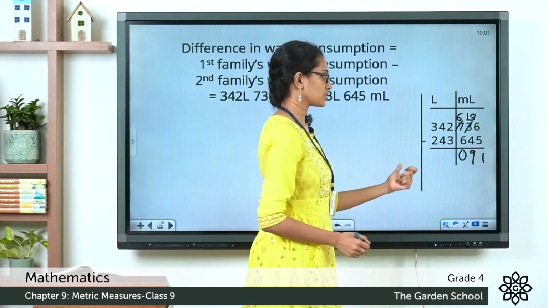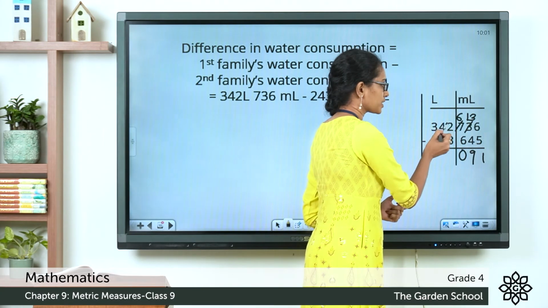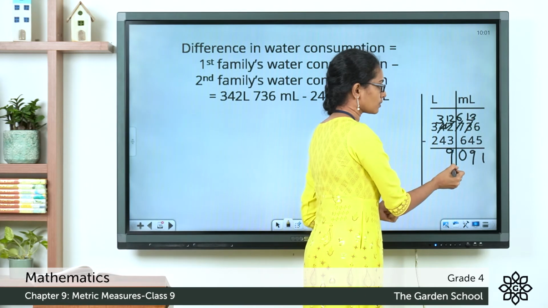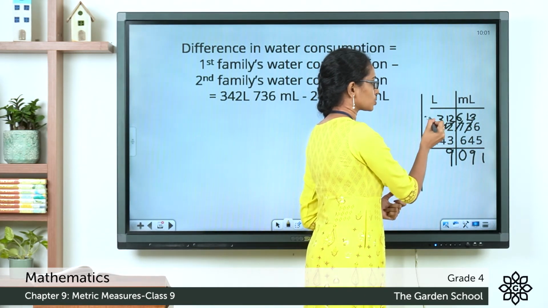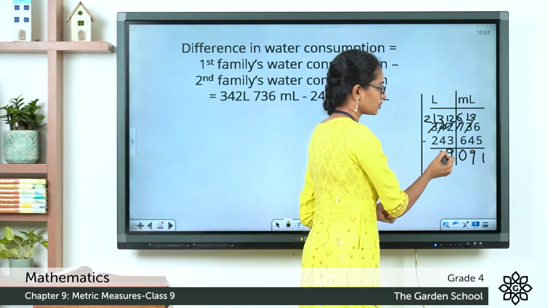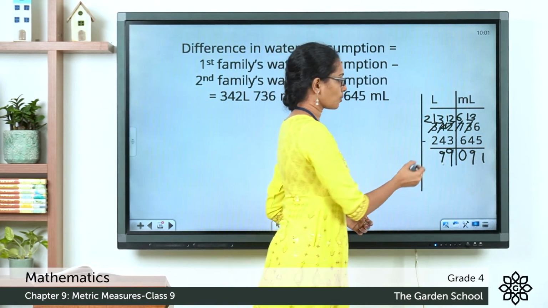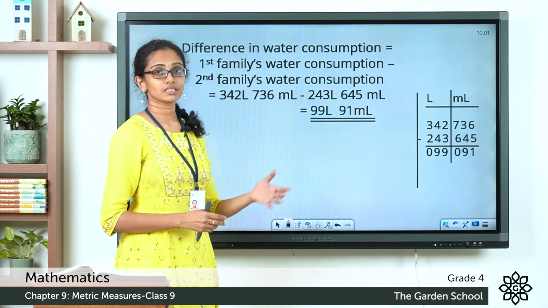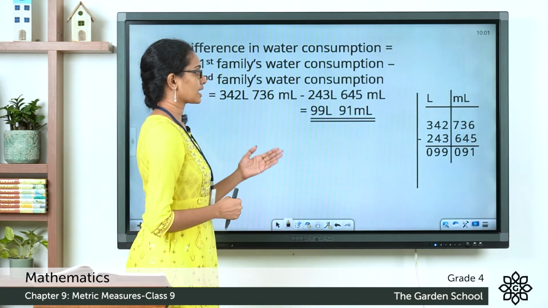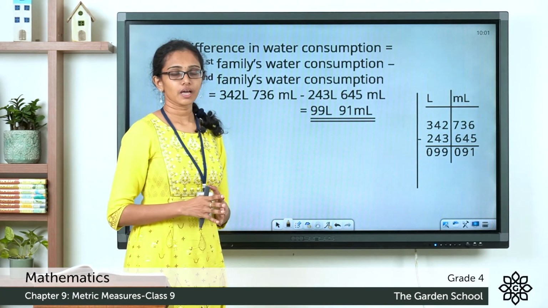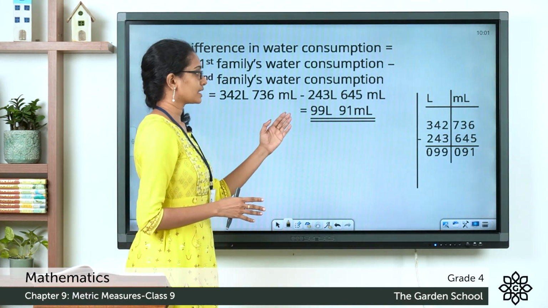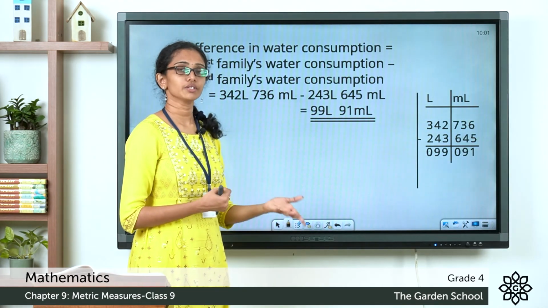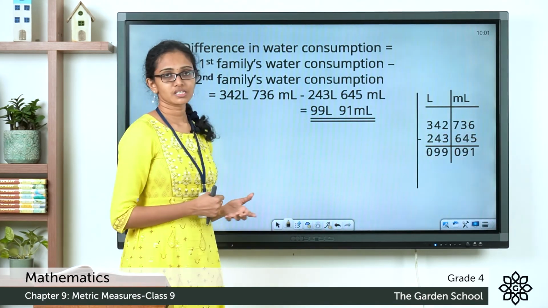Now moving to the liters column, we have 2 minus 3 here, which we cannot do. We are borrowing from the next place. So right now we have 12 minus 3, which is equal to 9. 3 minus 4 we cannot do, so we borrow. Now we have 13 minus 4, which is equal to 9. And then 2 minus 2 equals 0. So what is the difference here? We have a difference in consumption of 99 liters and 91 milliliters. So the first family consumes a quantity of 99 liters, 91 milliliters more than that of the family number 2 or the second family. So I hope this is clear to you.